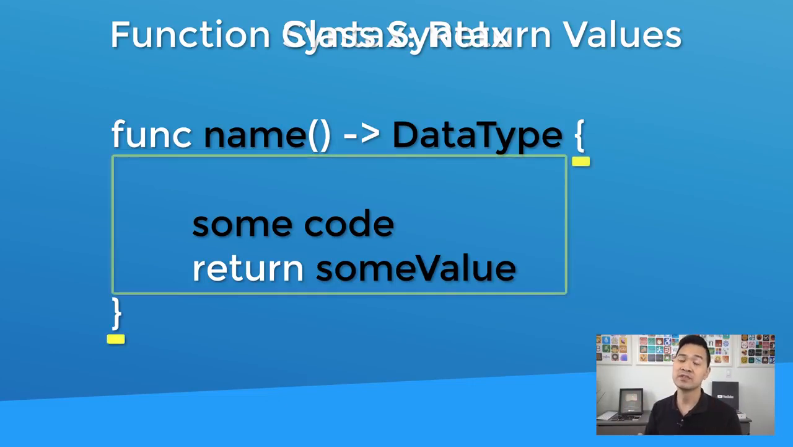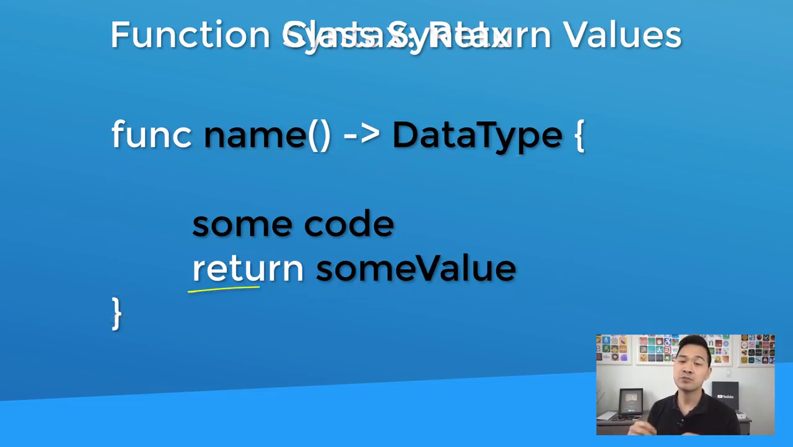Alright, so after the data type you have a space and then you have the curly brackets again, and you would specify your code. Now if you do specify a return value like this, inside your function you must have the return keyword. And that return keyword is used to actually end the function and return the data back to the caller.